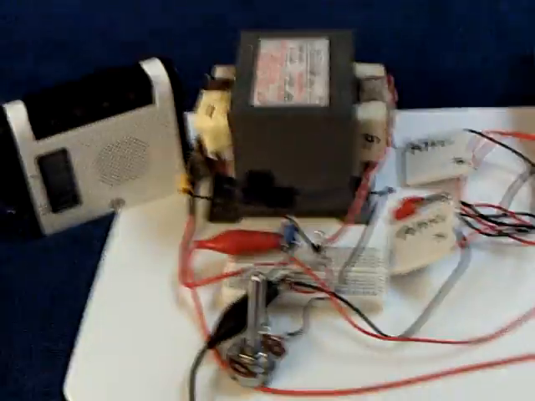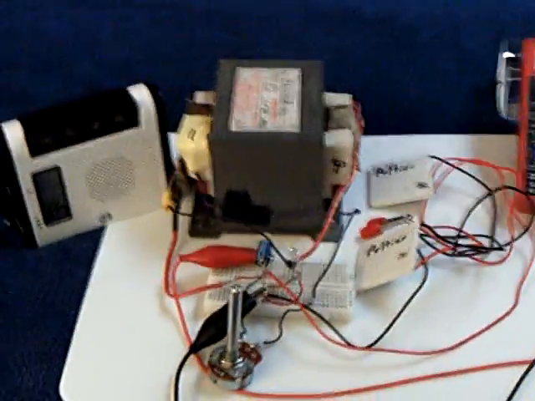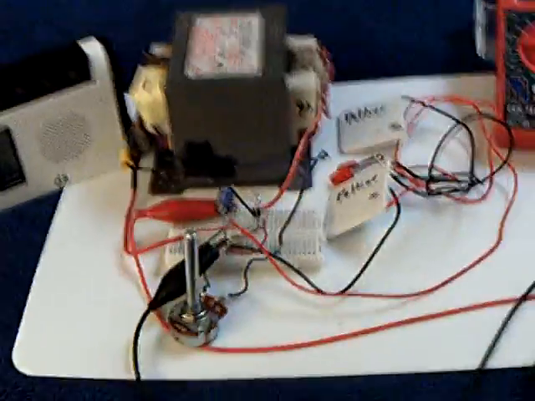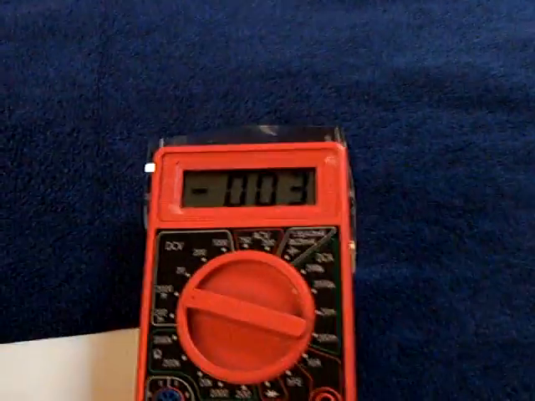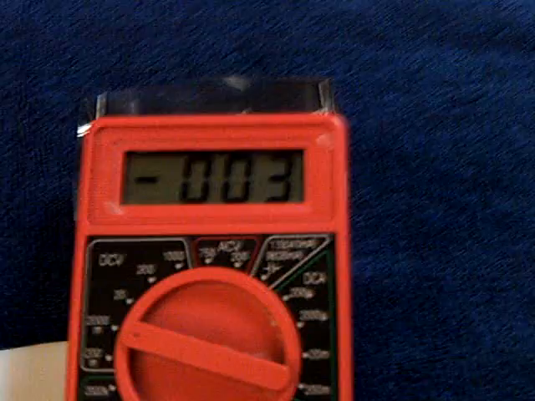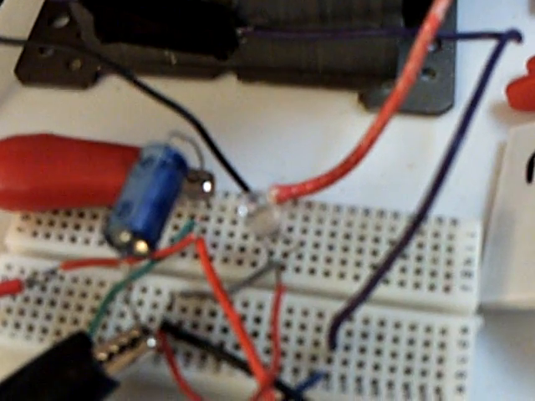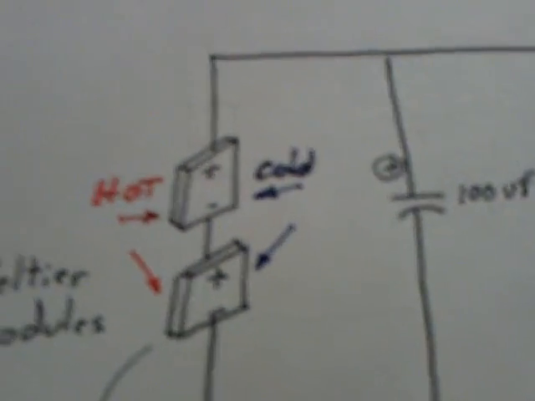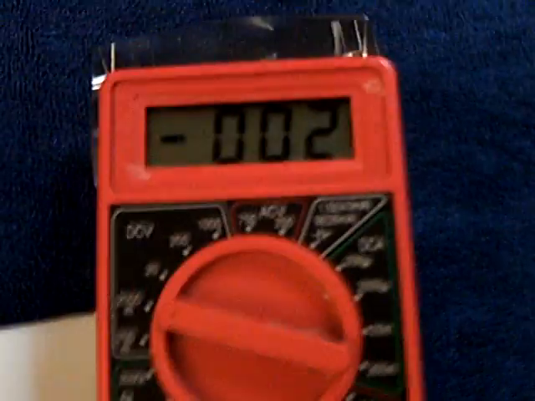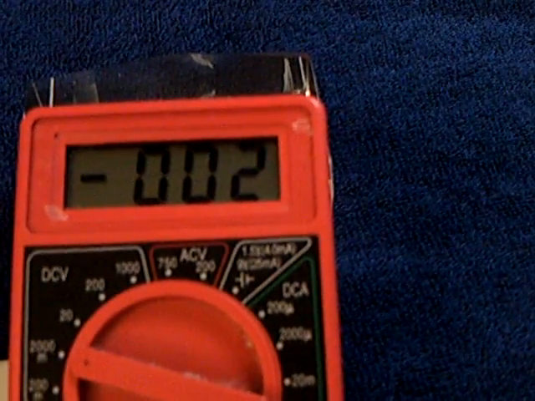Now, this is the setup right here. You can see I have a radio so you can hear it, just like what Johnny showed. And these two Peltier modules. And there's the voltage on the little capacitor, the 100 microfarad capacitor right there. This is not a supercapacitor. This is just a regular 100 microfarad electrolytic capacitor and a couple of these Peltier modules in series. They're just put in series right there. And then that's the voltage on the capacitor right there.